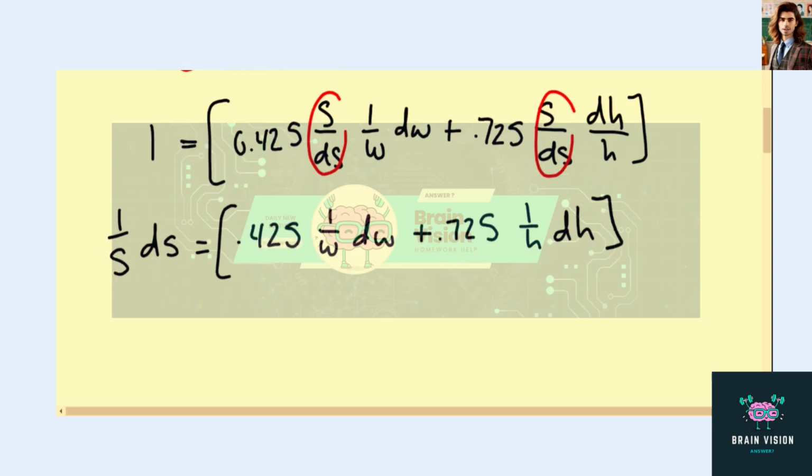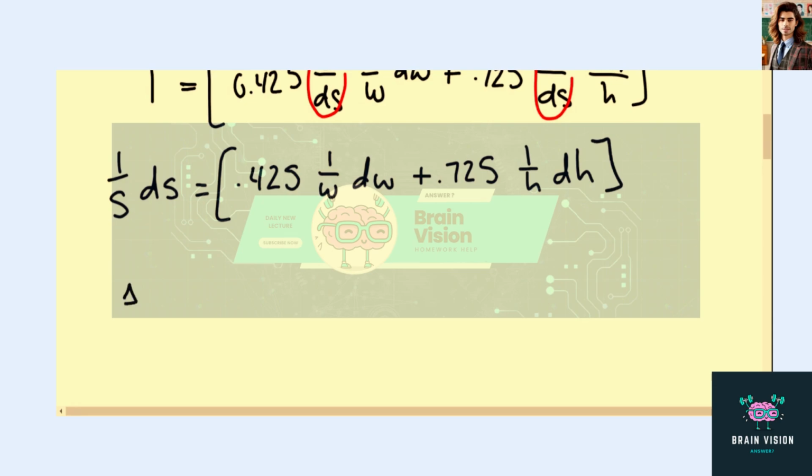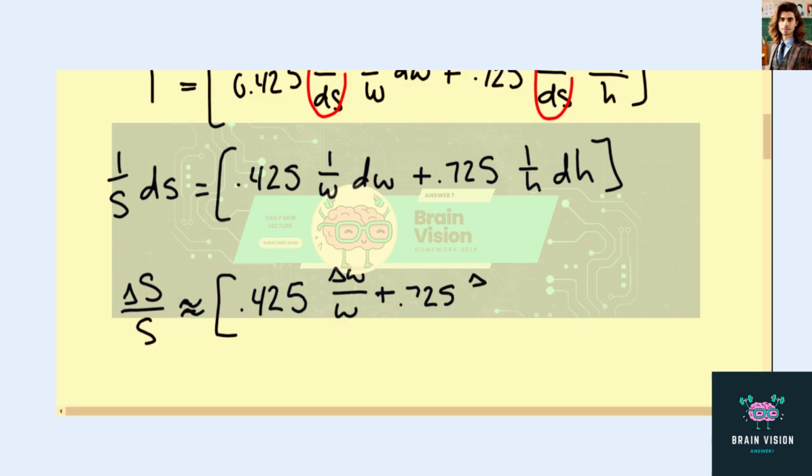Well, so we can use this then. This tells us that delta S over S will be approximately equal to 0.425 delta W over W plus 0.725 delta H over H.